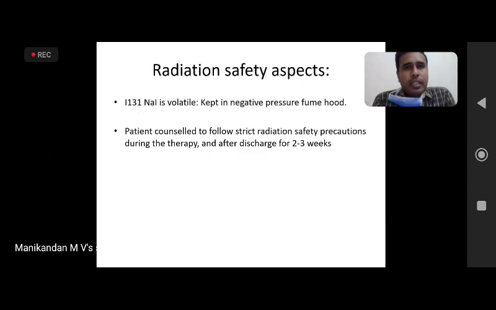So what are the radiation safety aspects? Since radioactive sodium iodide is volatile, the higher doses are available in liquid form, so this is kept inside a negative pressure fume hood. The patient is counseled to follow strict radiation safety precautions during the therapy. When the patient is admitted in the ward, they have to follow certain safety precautions, and they have to follow those precautions up to 2 to 3 weeks after the discharge.